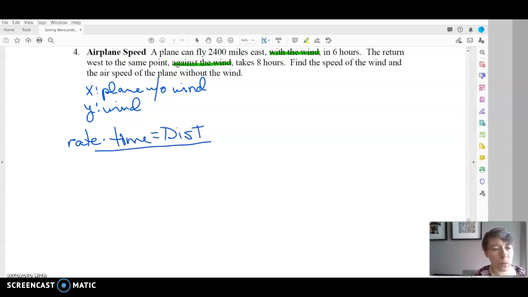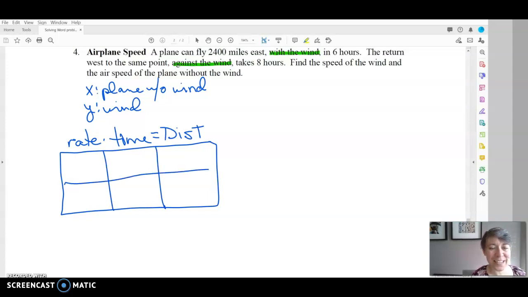And I always like writing my tables. We'll see if we can fit everything in there. Rate times time equals distance, and this is how I sort of organize the information for myself. Well, we only have one plane, but we have two trips, okay? We have the trip east, that was the one with the wind, and then we have the return trip west to the same point, and you can call it trip A, trip B, as long as you keep it consistent, okay?